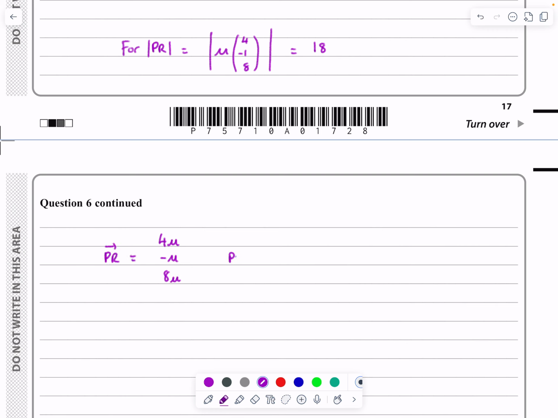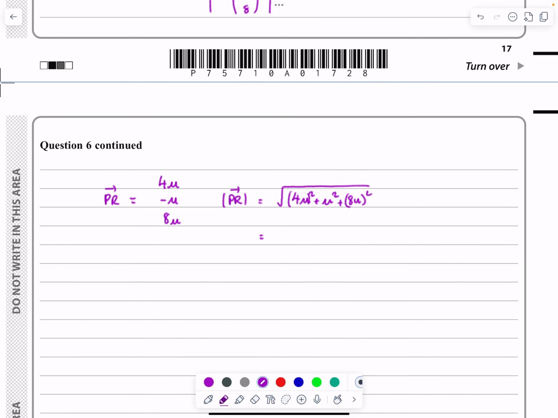And so the modulus of PR then is the square root of 4 mu squared plus minus mu squared, that's that, plus 8 mu squared. What does that all work out to be? Well, that works out to be 16 mu squared plus mu squared plus 64 mu squared. So that all works out to be 81 mu squared, and the square root of it is going to be equal to 18.